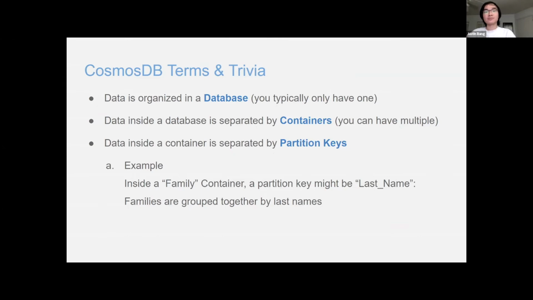Inside of a container, your information is separated by partition keys. So in order to visualize this, imagine we had a family container that holds objects related to family information. A partition key might be last name, where logically, inside of the family container, you group together families by their last names. Again, this is not something that's going to be too relevant to the workshop, but it's good to know what exactly we'll be typing out, because these terms come up inside of the code.